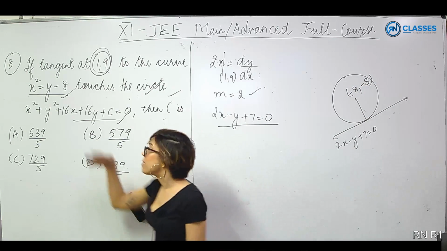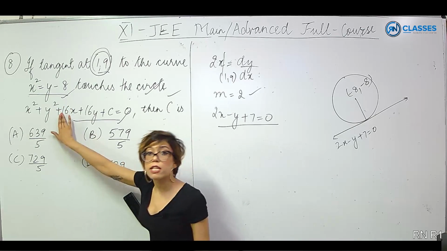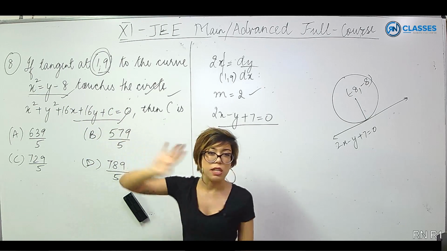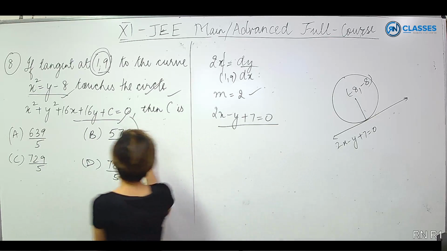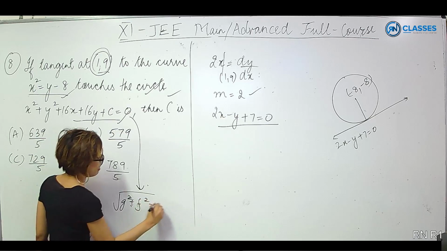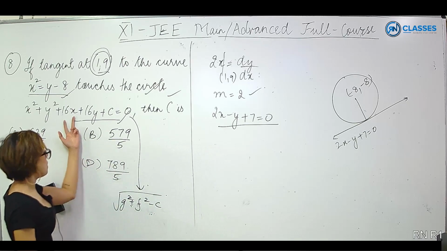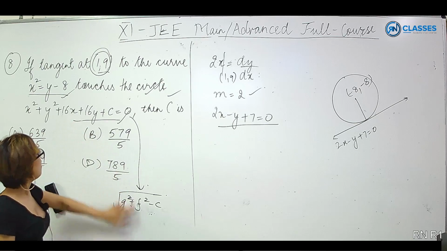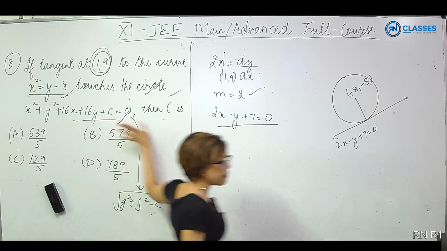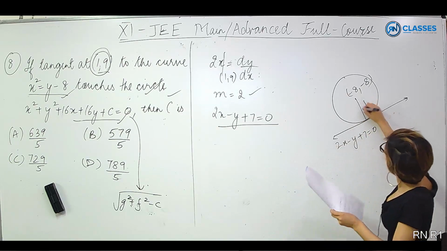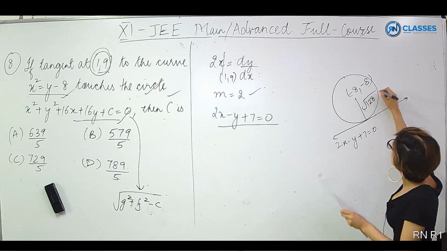Obviously this is of the form x square plus y square plus 2gx plus 2fy plus c. So the radius can be written as square root of g square plus f square minus c. Right? g is obviously minus 8, minus g is 8, f is 8, c is this one. So the radius turns out to be square root of 128 minus 3.